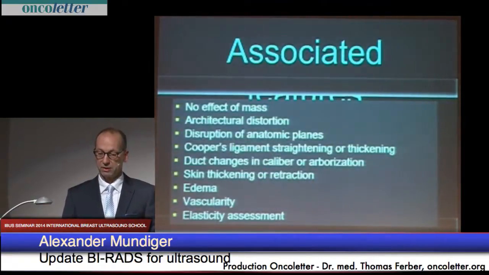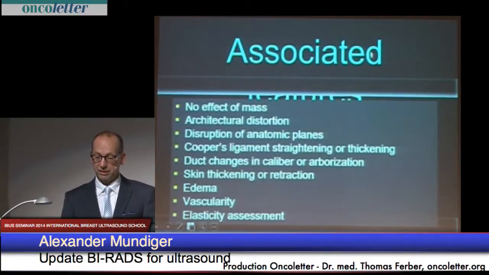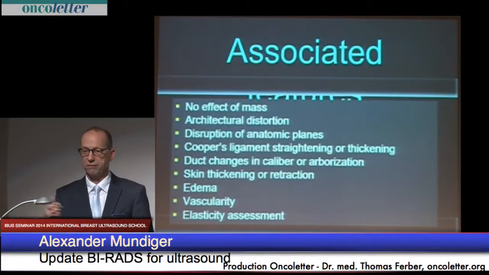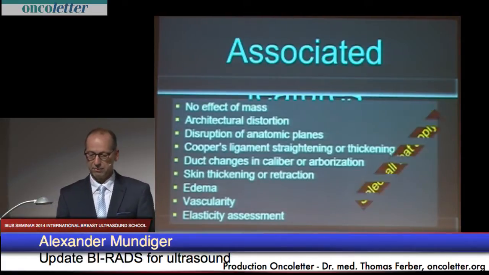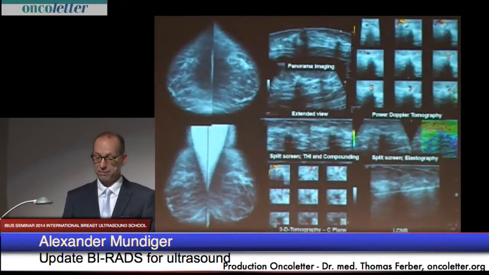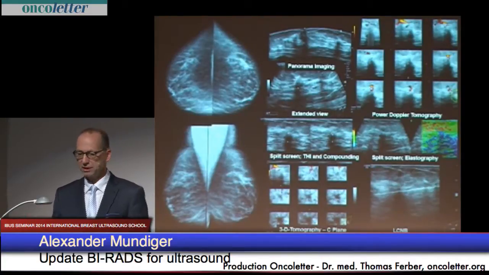Here come the associated features, and these are the criteria of associated findings, and this list can be reduced to three major criteria. First, architectural changes, second, vascularity, and third, and this is a new feature, elasticity assessment. It is a very simple approach, but this is what happened in associated findings, and I would like to give you an example. What would be a complete assessment?